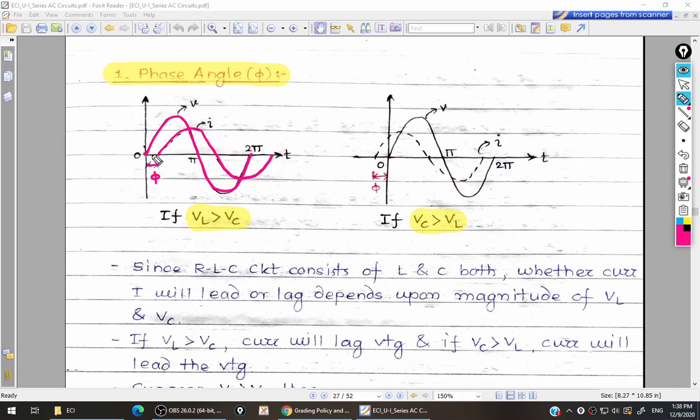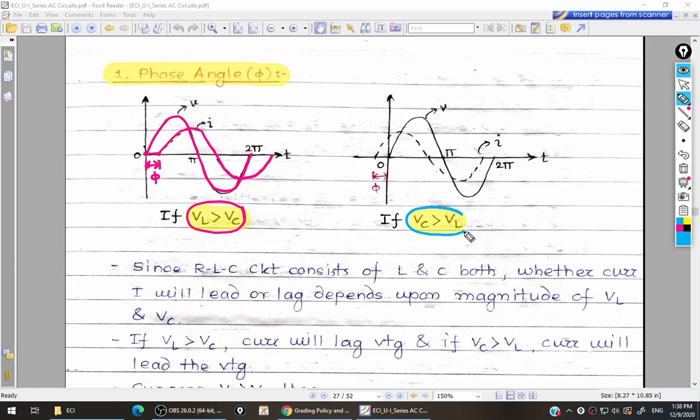If you compare these two waveforms, what you will find is that their starting points have a gap of phi degrees. This is nothing but the phase difference between voltage and current, and this is the case when your circuit is inductive.